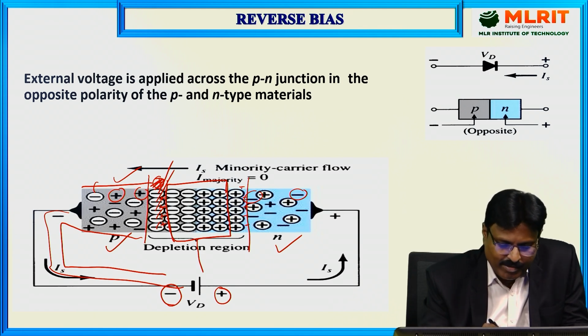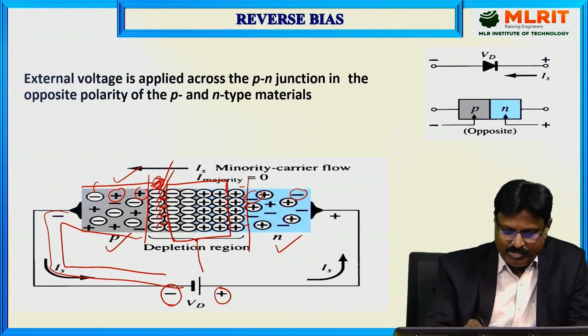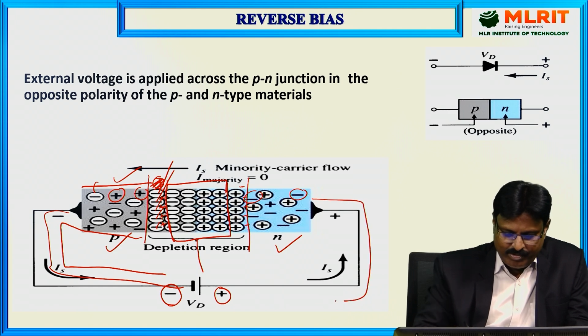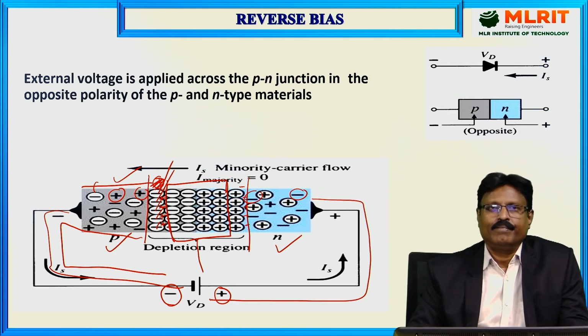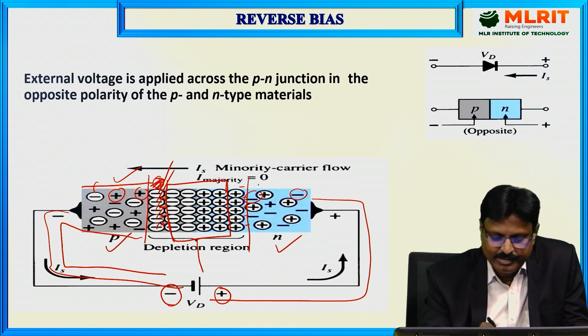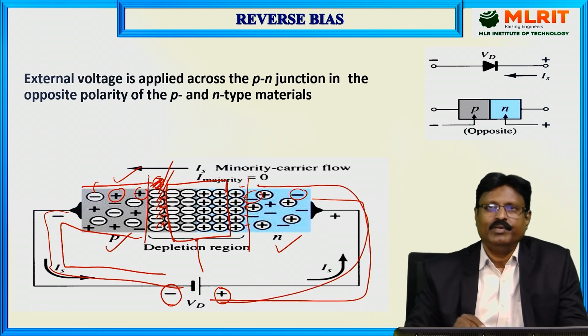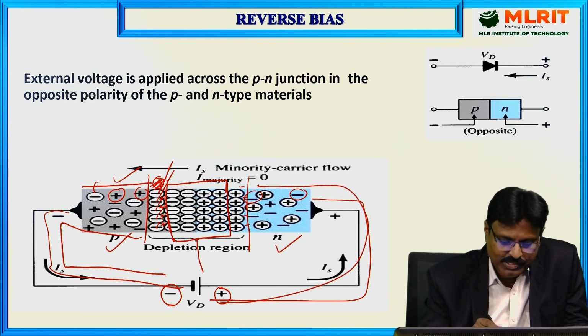Earlier they were covered with free electrons. Now the electrons are getting attracted towards the positive terminal of the battery. So all the electrons on the N side want to move away from the junction and come out of the device in order to reach the positive terminal of the battery. So in this process, what happens here? Earlier this free electron was covering, now it is coming out.